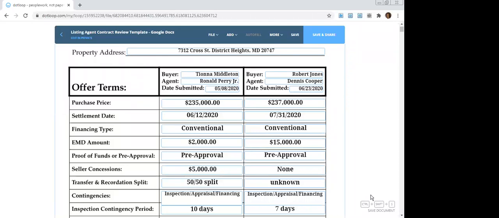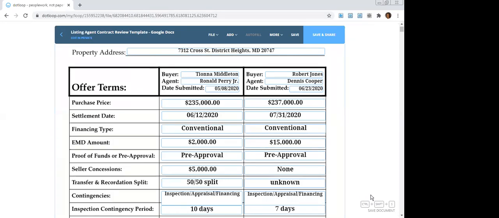present all the offers in this spreadsheet looks really good. I would like to see that if I was the seller. It just kind of cuts through everything.